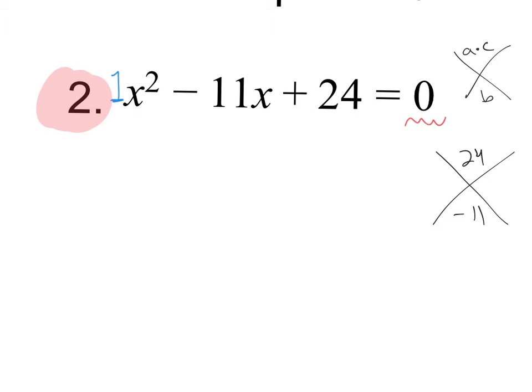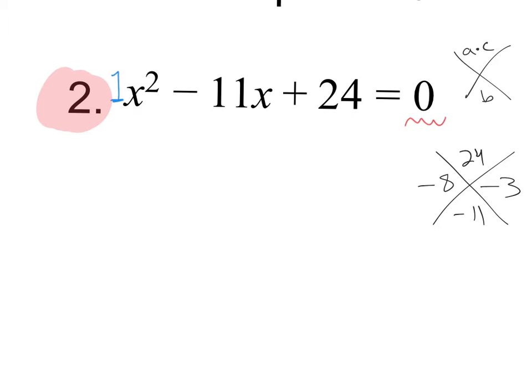So remember, if we're trying to multiply these numbers together to get positive 24 and add together to get negative 11, both our factors are going to need to be negative. So in this case, we're going to wind up with negative 8 and negative 3 as the two factors. So multiplying those two negatives together gives us positive 24, and they add together to give us negative 11.